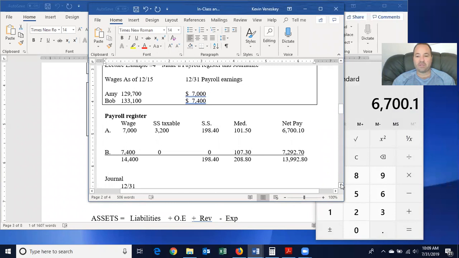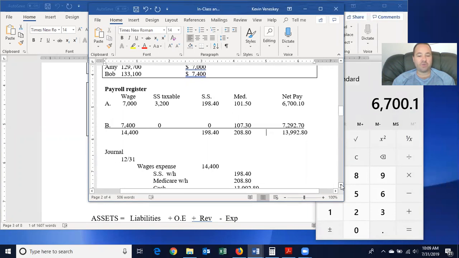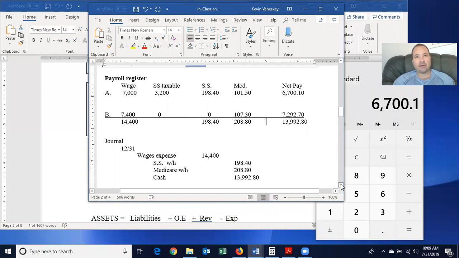All right, for the employees part, we know the actual wage expense is how much in total wages were earned, so $14,400. We take out the Social Security that we need to, the Medicare that we need to, and this is just a very small journal entry, just because we don't have all the other taxes. That's not what's important right now. We're just trying to figure out Social Security and Medicare and what those look like in the journal entry. But otherwise, this one would be longer.